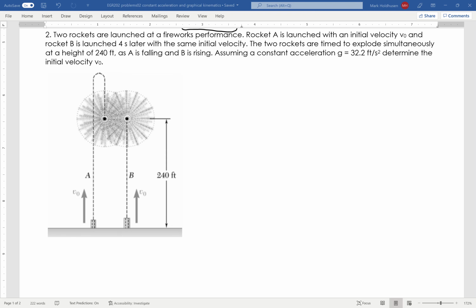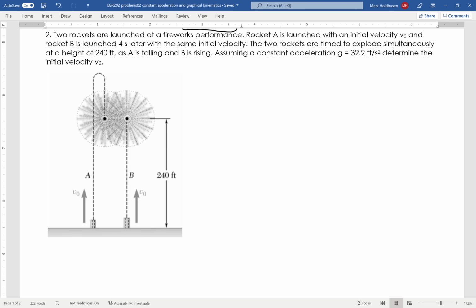Okay, so I've got some fireworks here. Rocket A is launched with some initial velocity, and then 4 seconds later, Rocket B is launched with the same velocity. And I want them to explode at the exact same time, 240 feet above. So A goes up and on its way back down, hits at the same time that B hits.